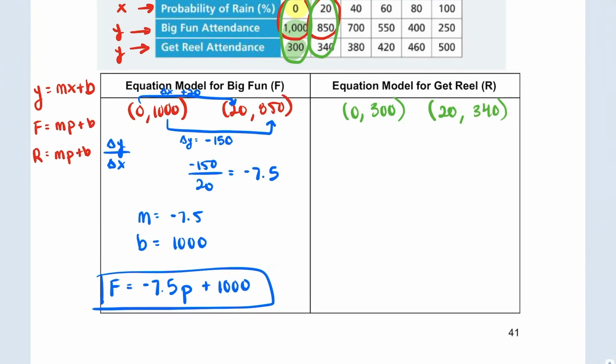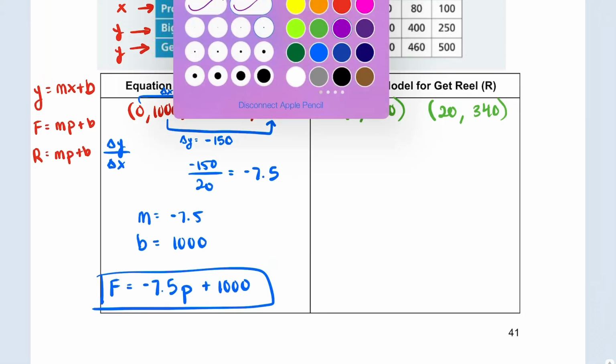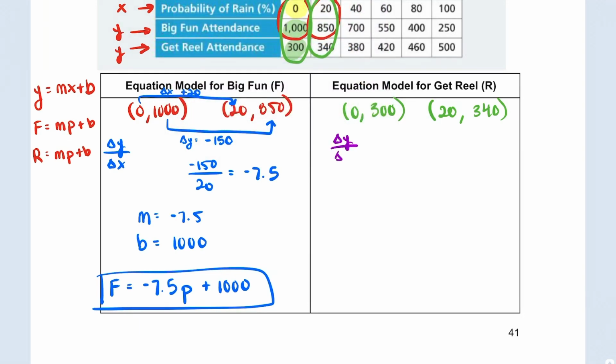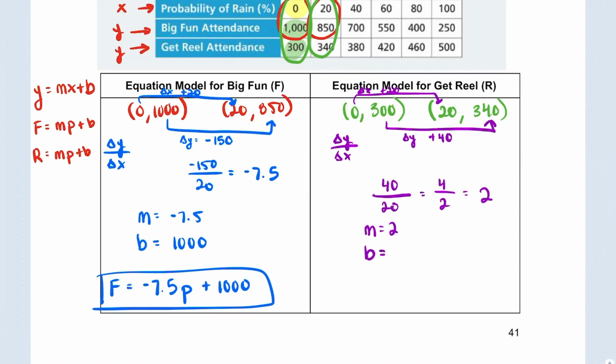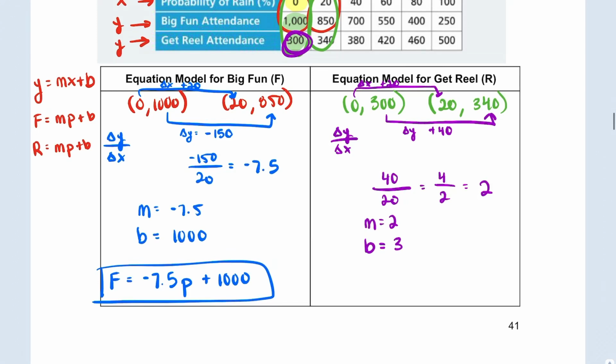Okay, so I'm going to calculate my change in y over change in x. And let's see, so 300 to 340, it's a positive increase, so that's my change in y. And then 0 to 20 is another positive increase, and that is my change in x. So change in y over change in x, that's the same thing as 4 over 2, which is the same thing as 2. So it looks like my slope is 2, and my y-intercept, which is given to me by my table here, is 300.